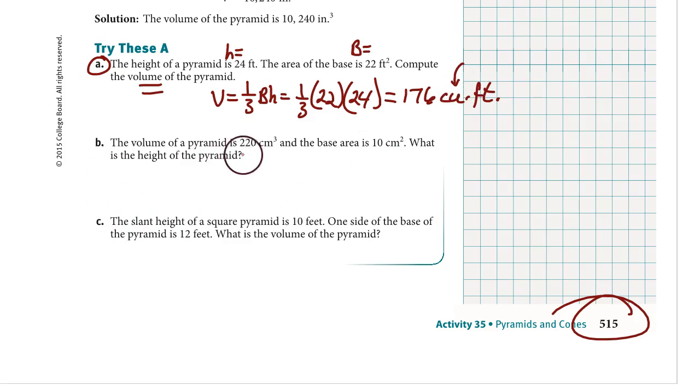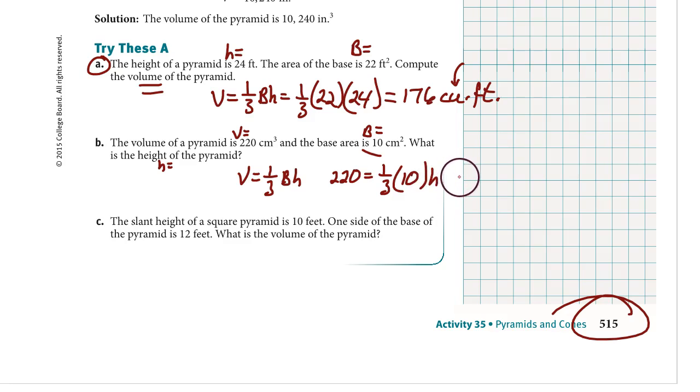Now question B, the volume is 220 cubic centimeters. That's telling us the V to begin with. The base area is 10 square centimeters. What variable is that 10? It's the capital B. What is the height? So we're looking for an answer for H. Write down the formula for volume of a pyramid and then make the substitutions. 220 in for V and 10 in for capital B. The letter H is the one we don't know.